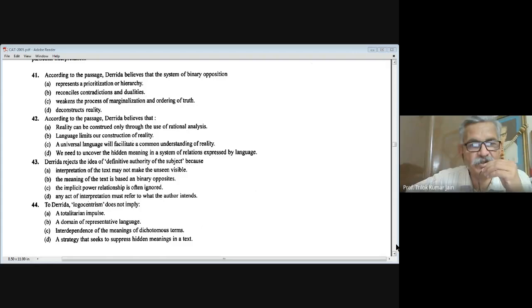Sir, D. D is the right answer. Perfectly right. Yes, this is the essence. This is given in the passage already. This is the essence of the passage. We need to uncover the hidden meaning in the system of relations expressed by language. Seems to be the best answer.